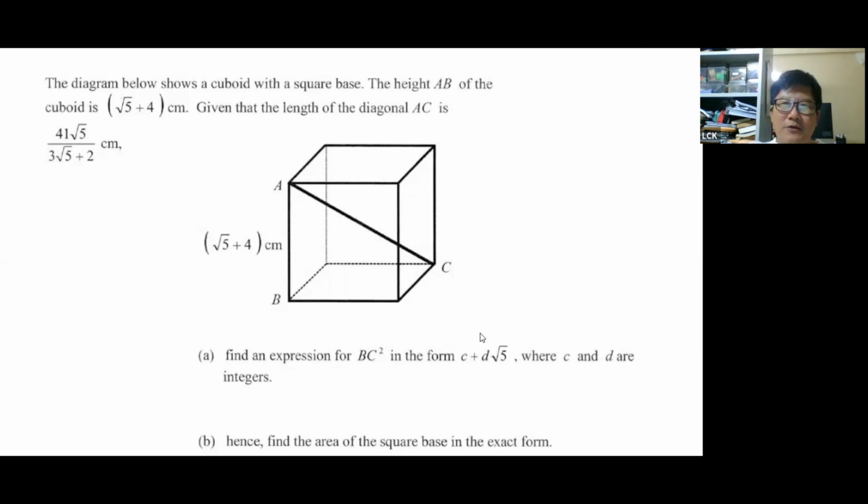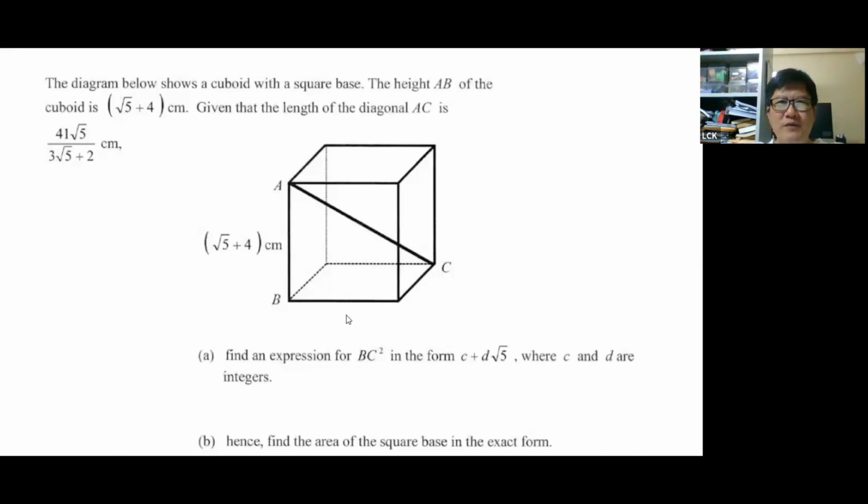Now, there are two parts here. Find an expression for BC squared. You want to find an expression for BC squared in the form of this, where C and D are integers. And the last one is find the area of the square base. You are told that the base is square.